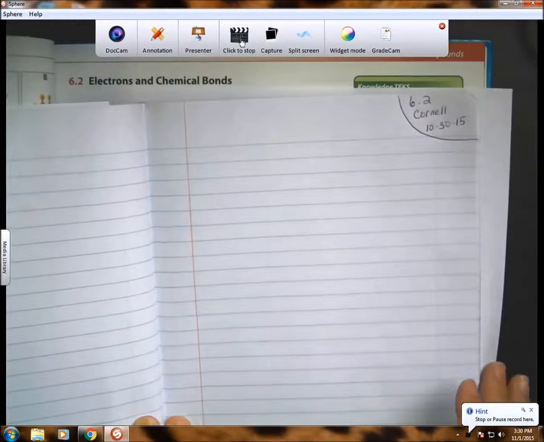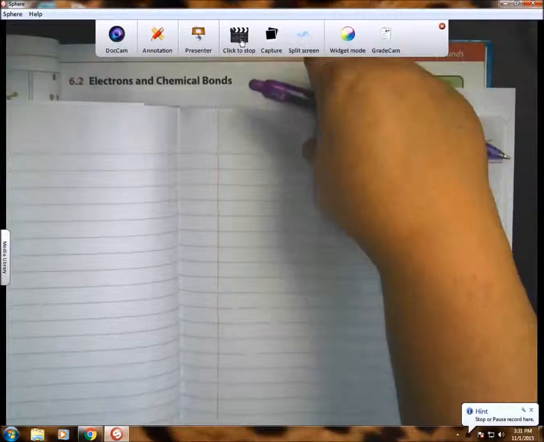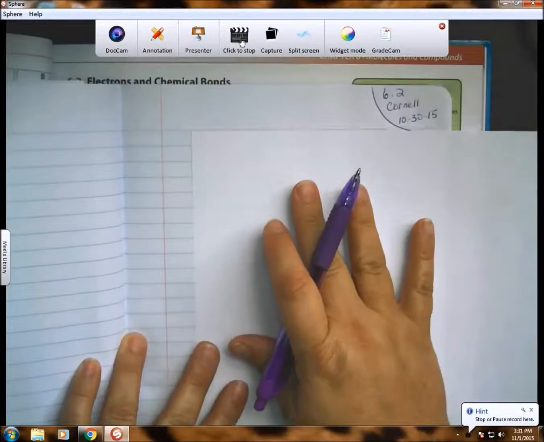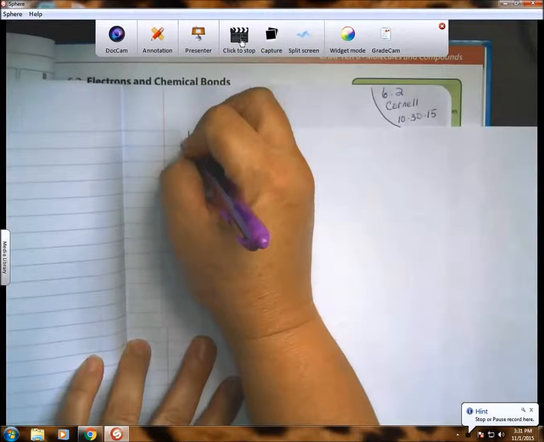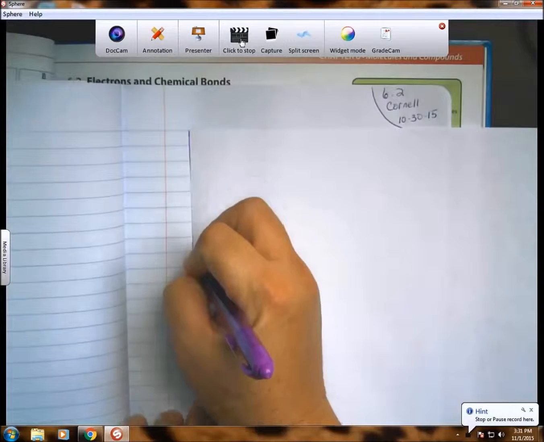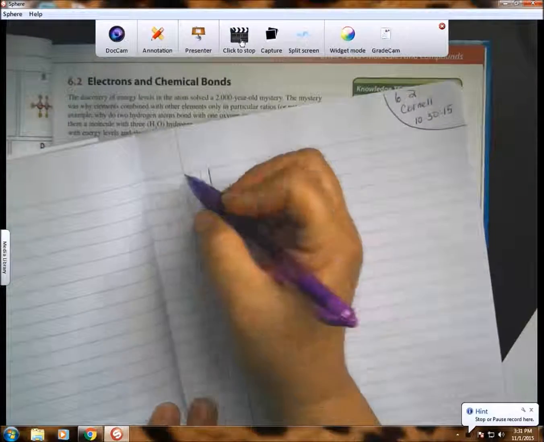All right. The next thing that we want to do is to set up our Cornell note page. So let's get a piece of paper and draw our line. Since we take modified Cornell notes, we're not going to do a summary. We're just going to bring this line all the way down. And you can see it doesn't really matter if it's straight. Then we're going to put a line at the top.